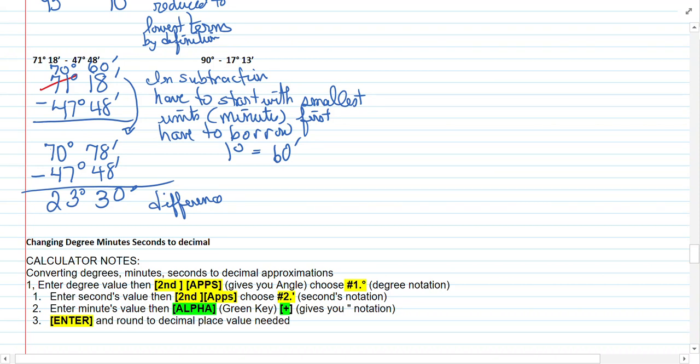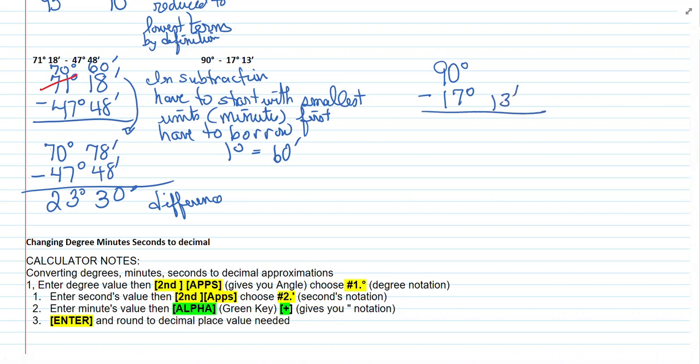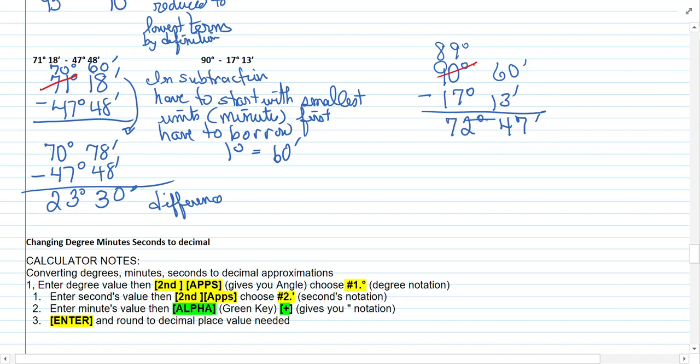All right, so we have another example here. 90 degrees minus 17 degrees and 13 minutes. Now this one's easier because I'm going to borrow one from here. That makes it 89 degrees, and of course this becomes 60 minutes. Now I can do the subtraction. And this is my difference.